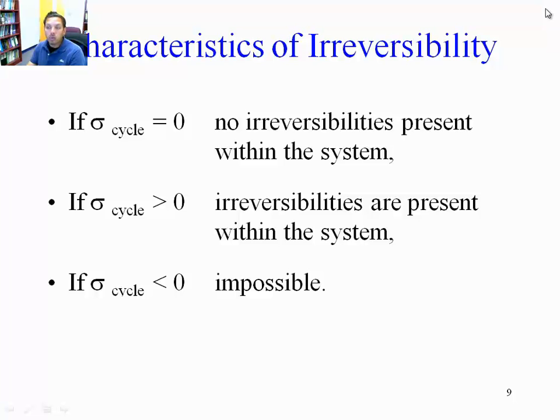And the last conclusion is that sigma cannot be less than zero, because Clausius inequality says that that integral must always be less than zero. And therefore, if we equate it to minus sigma, sigma can never be a negative number, because negative times negative will yield positive, so we'll violate the Clausius inequality.